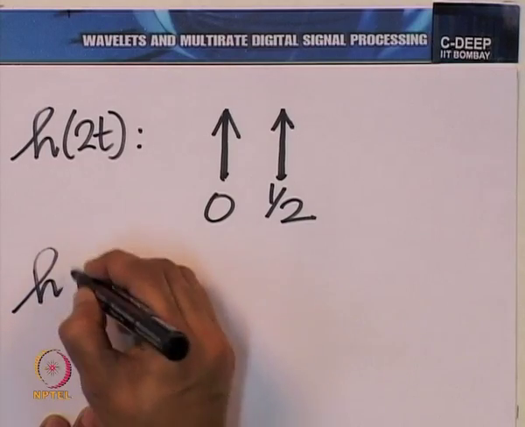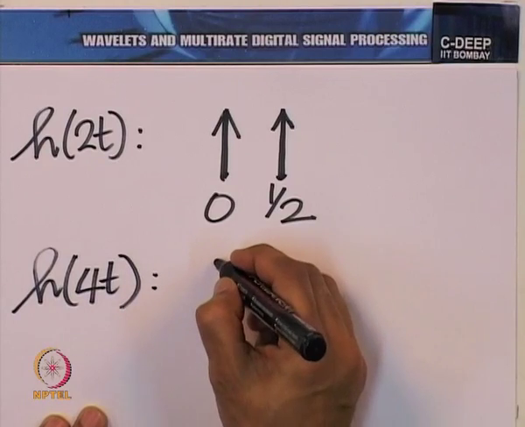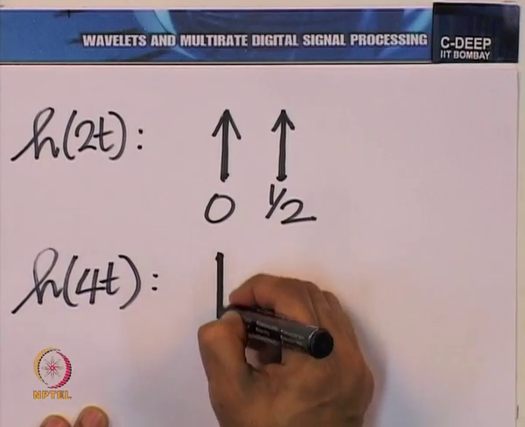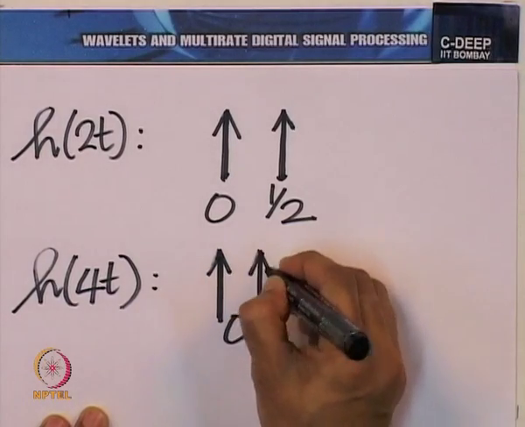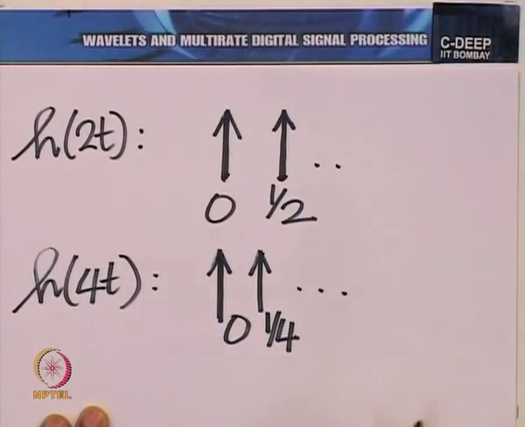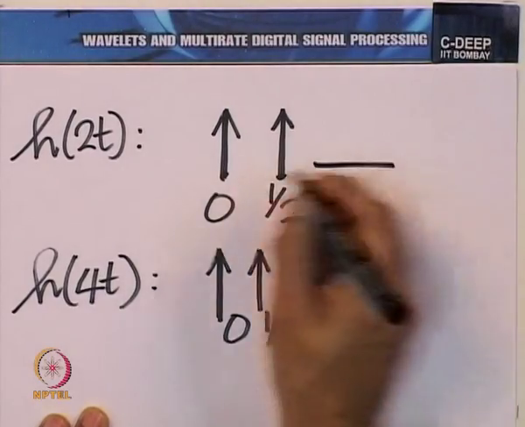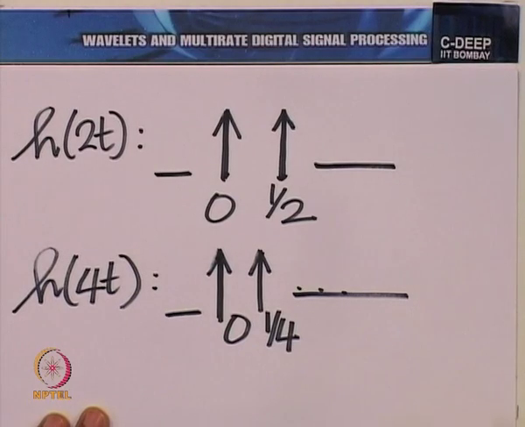H of 4t, for example, will look like this now. This one is squeezed again by a factor of 2. There will be an impulse at 0 and an impulse at 1/4, and so on and so forth. Of course, the rest of it is 0, just 2 impulses. So, what do we have now?